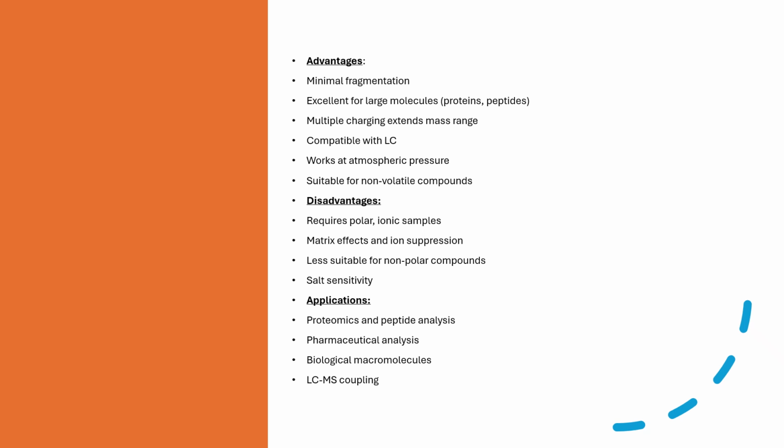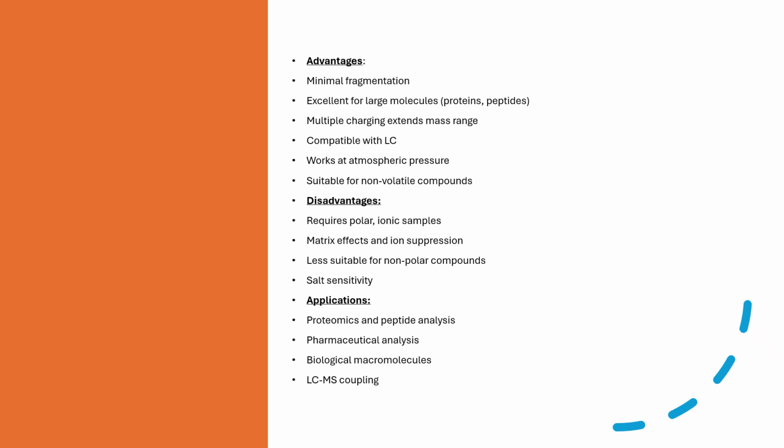ESI is perfect for polar ionic compounds, especially for large molecules like proteins and peptides. It works at atmospheric pressure and is easily coupled with liquid chromatography. Talking about the downsides, it requires your sample to be polar and ionizable. It doesn't work well with non-polar compounds. Also, you have to watch out for matrix effects and ion suppression. Things like salt in your sample can really mess up your signal.